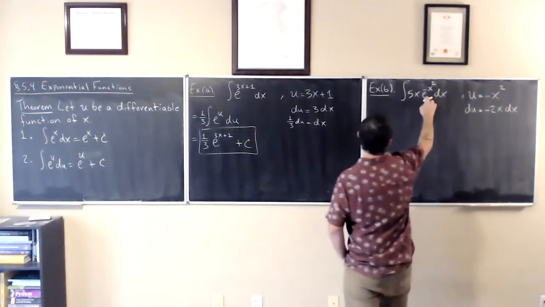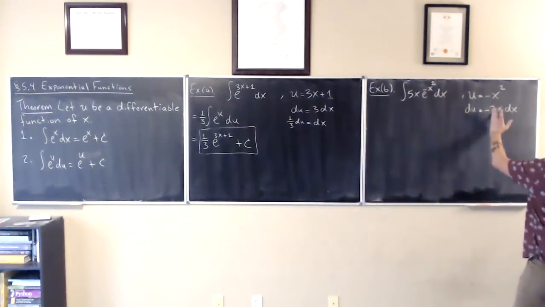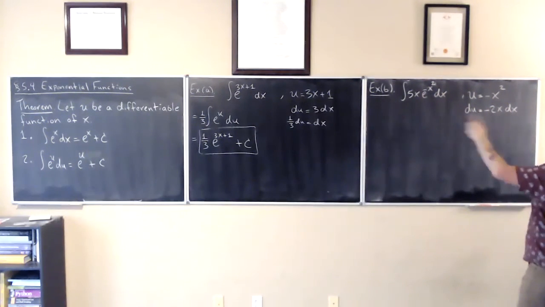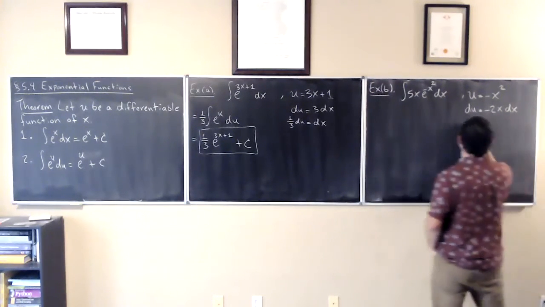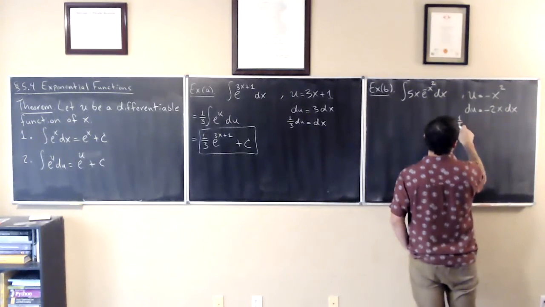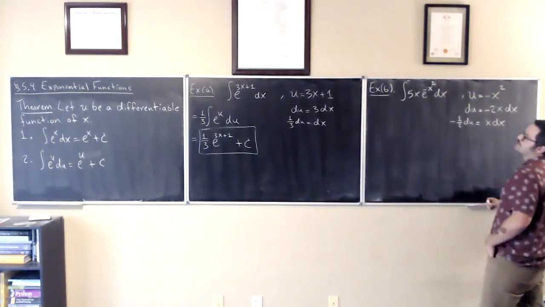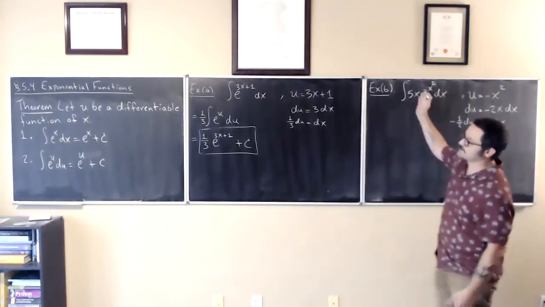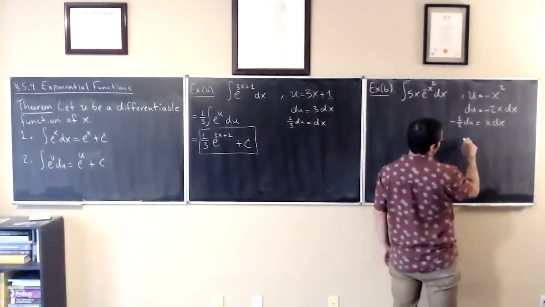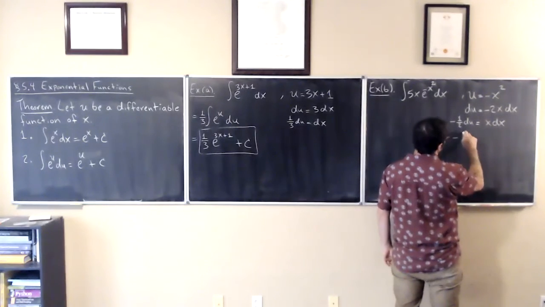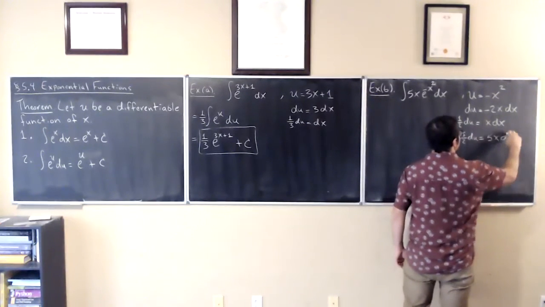So now I see e to the power u, but then I see 5x dx, which is not the same thing as negative 2x dx. So can I get a 5x dx in there somehow? Well, if I divide both sides by negative 2, I get negative a half du is equal to x dx. But I really want 5x dx, or I could take the 5 out, it doesn't matter. If I multiply both sides by 5, I get negative 5 halves du is equal to 5x dx.